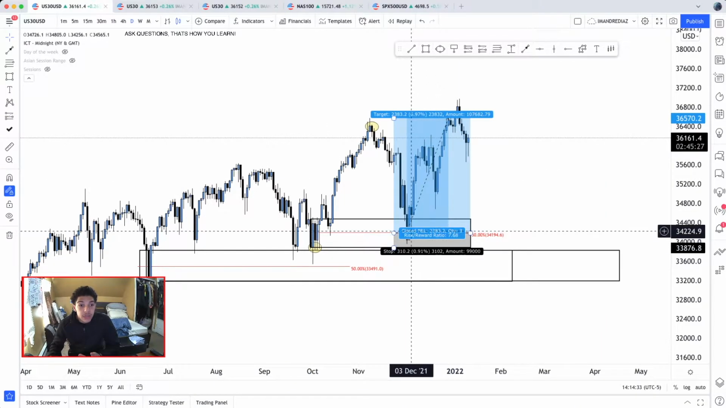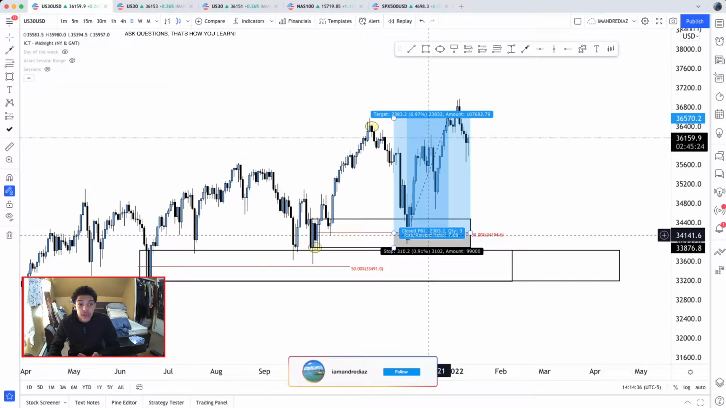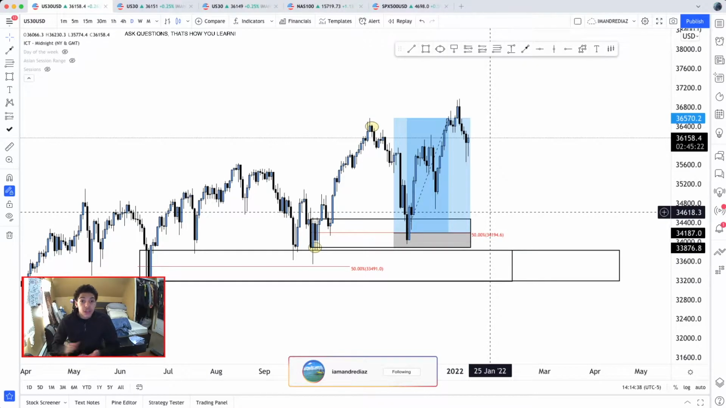So in this case scenario, it did come to that 50%, and that 1 to 3 trade now turns into a 1 to 7 trade. Just by refining it, it's the same chart idea, the same setup, but you were being more patient and you had an area of refinement that you can then look to take that trade.